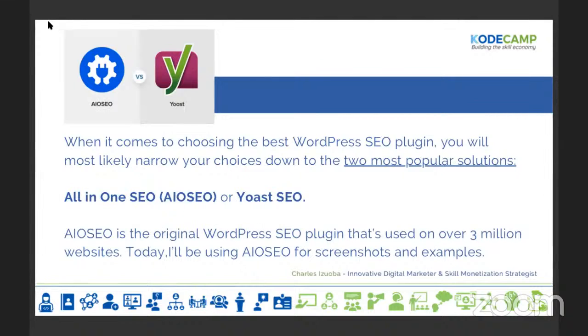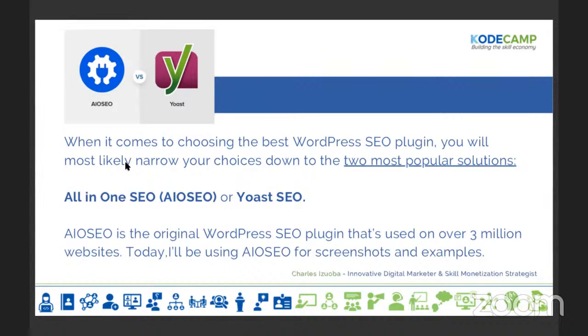One of them is AIO, which simply means all-in-one SEO. The second one is Yoast SEO. These two are the most popular plugins for WordPress SEO. On the website, we'll install Yoast, but for the sake of this practical session, we're going to use all-in-one SEO, just for the screenshots.